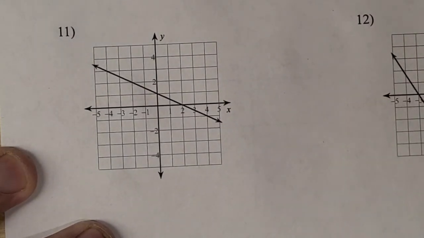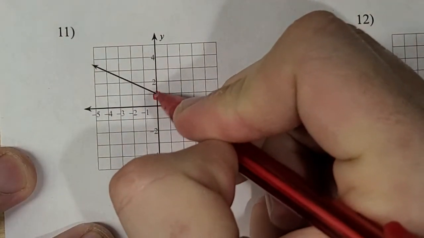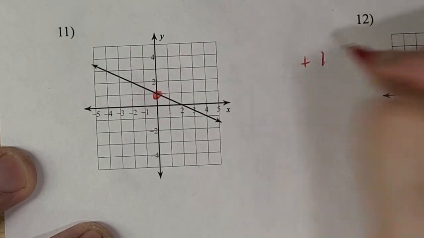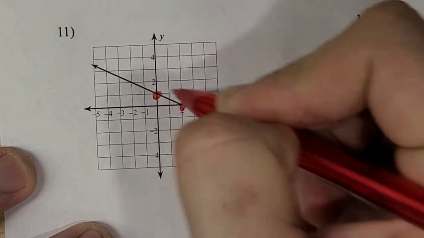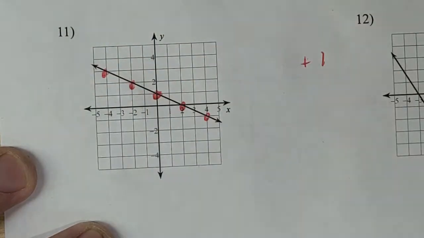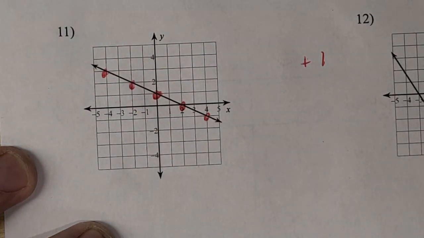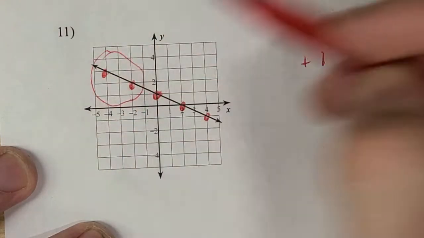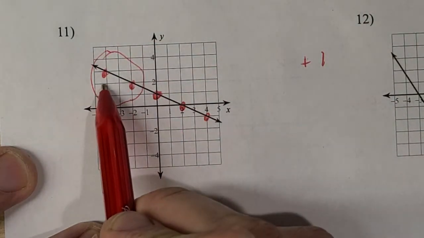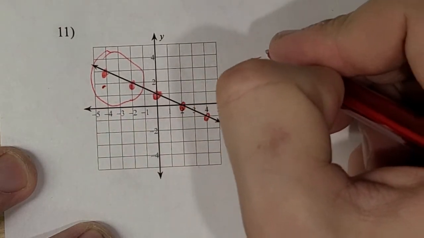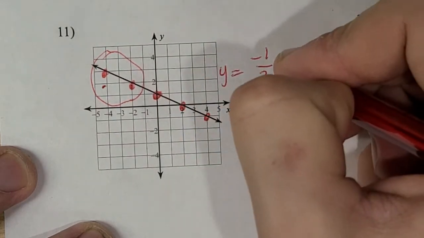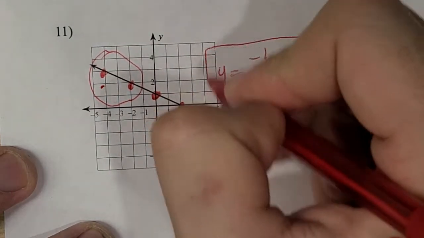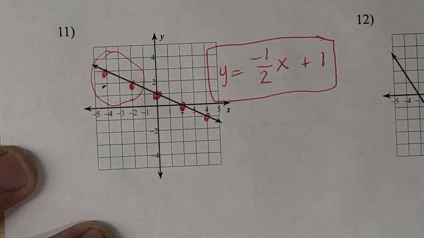Number 11. Y-intercept of positive 1, and then a slope. All right, this one's got plenty of nice points. There's one there, there's one there, there's one there, there's one there. They're all over the place. Pick any 2. For instance, I'll pick these 2, and it looks like I'm going down 1 to the right 2. So down 1, right 2 is my slope. So y equals my slope times x, and my y-intercept. Y equals negative 1/2 x plus 1.